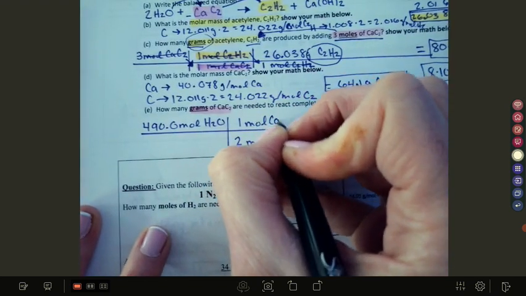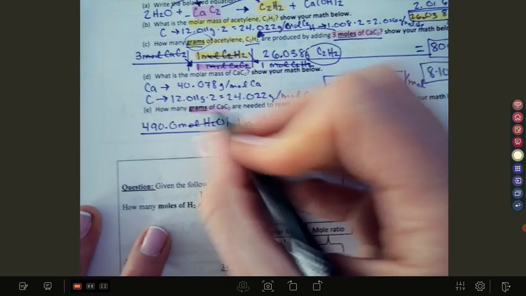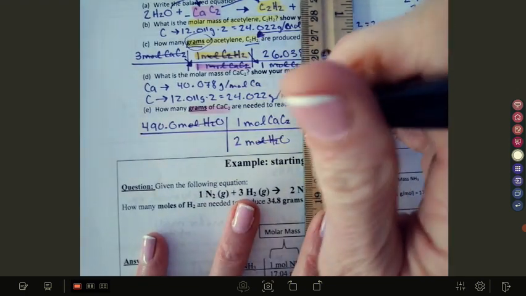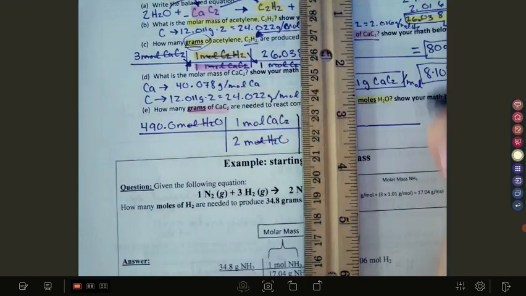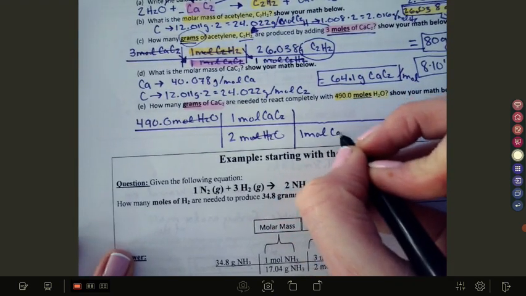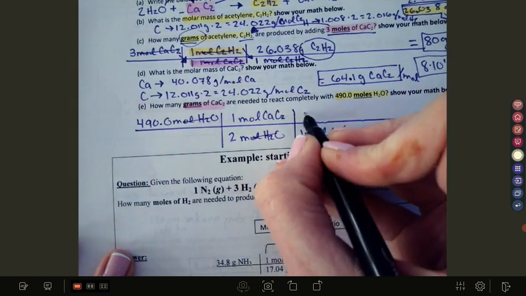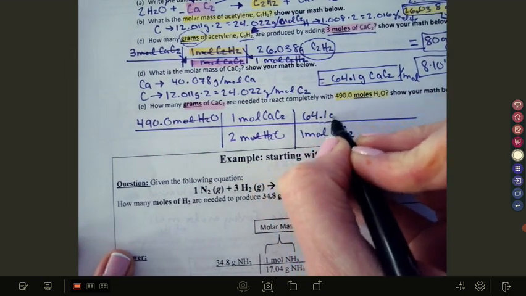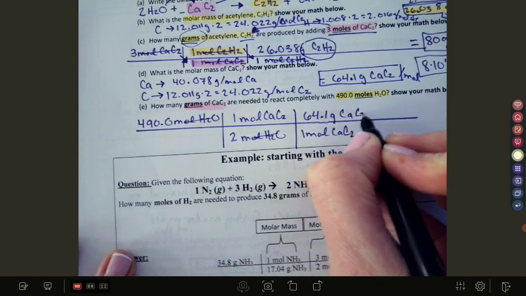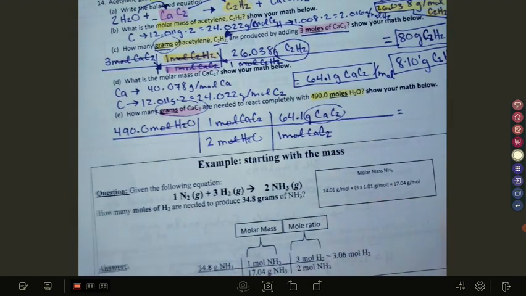That means our moles of H2O cross off, and they wanted us to get to grams, so now we need to use the molar mass they had you find in the previous problem. If you have 1 mole of calcium carbide, you have 64.1 grams of calcium carbide. Moles of calcium carbide cross off, and I'm in grams, which is where I wanted to be.